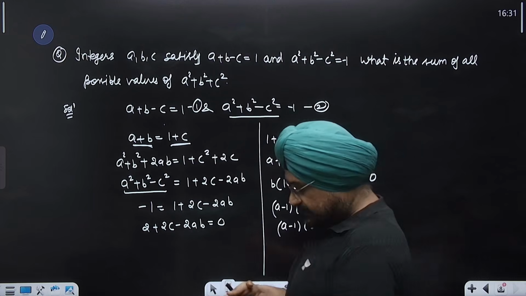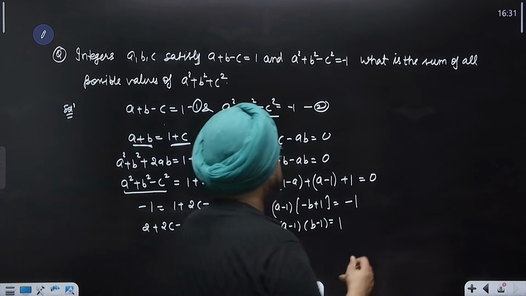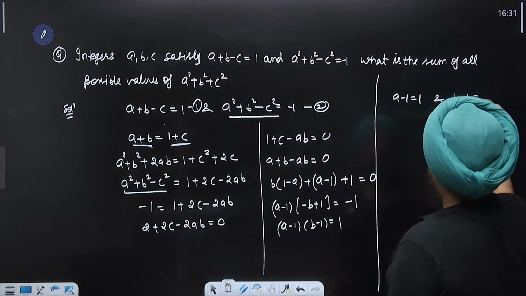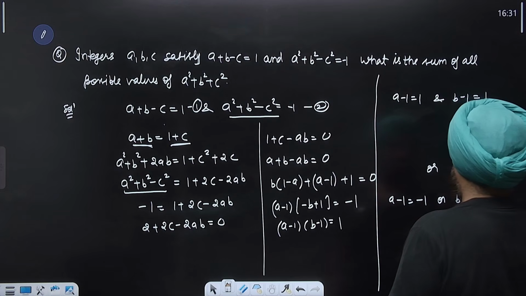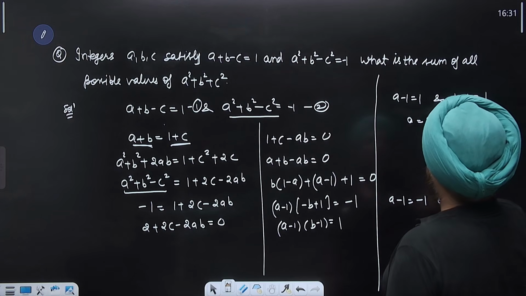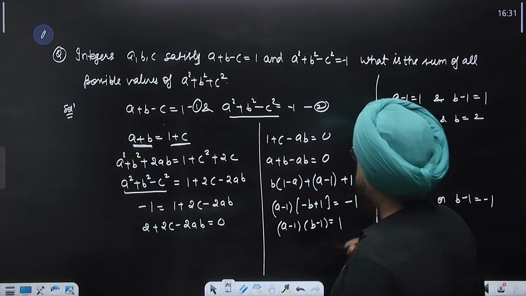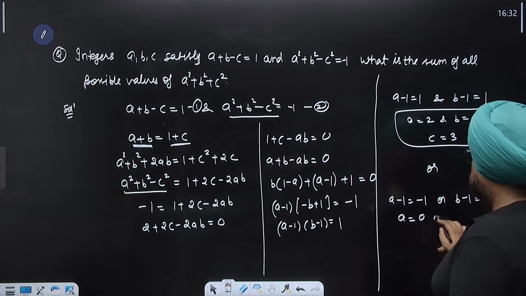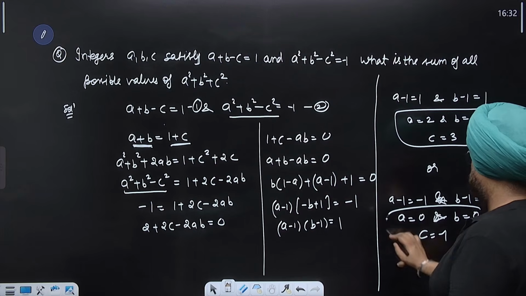Now the product of two integers is 1, which can only be possible when both of them are 1 or both of them are minus 1. So A minus 1 and B minus 1 are 1, or A minus 1 and B minus 1 are minus 1. Here A is equal to 2 and B is equal to 2, and for A equal to B equal to 2, C will be equal to 3. Here A equal to 0 and B equal to 0, then C will be equal to minus 1.